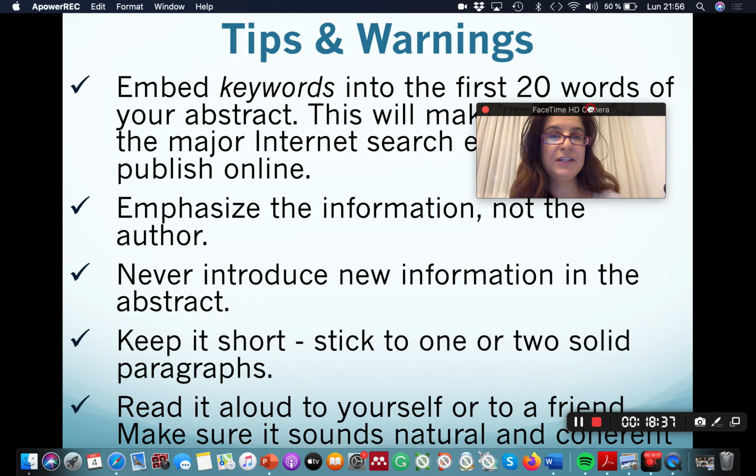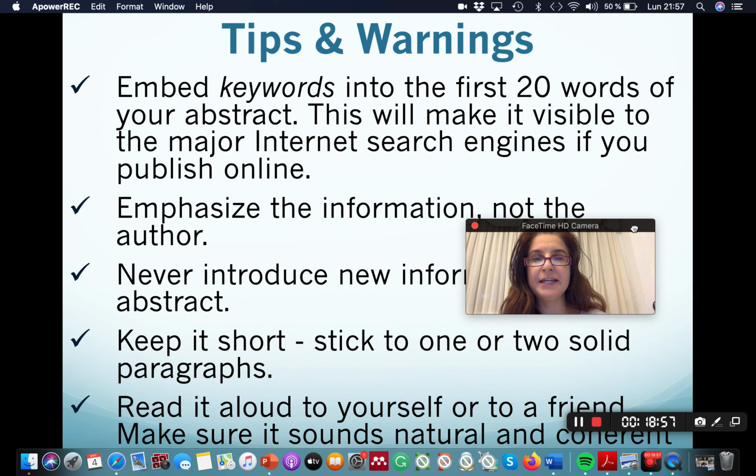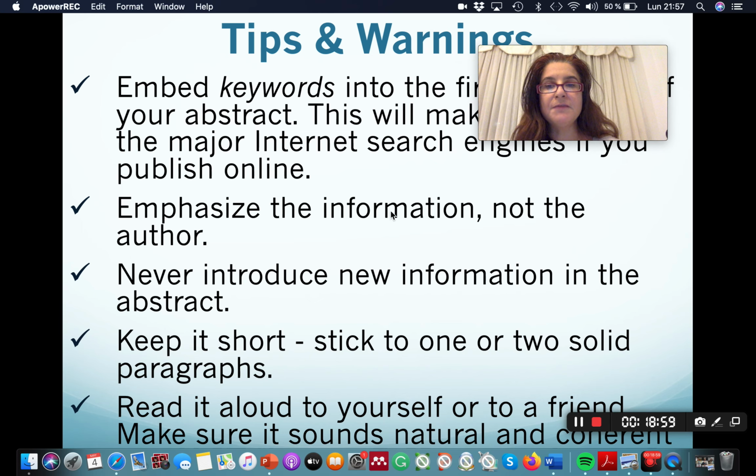Right. Final tips and warnings. Remember, we have to embed the keywords into the first 20 words of our abstract, okay? As I said, this is a matter for the internet search engines, so our article could be placed in a very prominent place. We have to emphasize the information of the author, especially in literature and linguistics. We never introduce new information. All the information has to be based on what we have done in our paper. It has to be short, no more than 500 words, right? And then we have to make sure that it sounds natural and is reviewed.